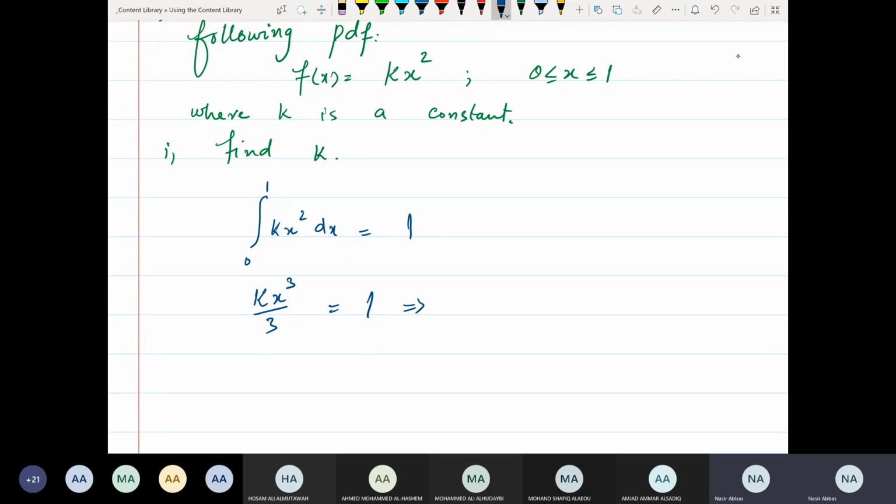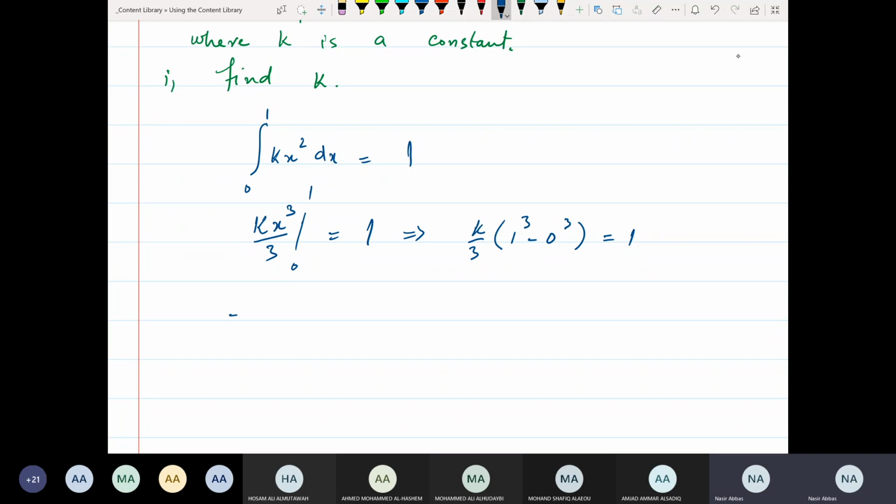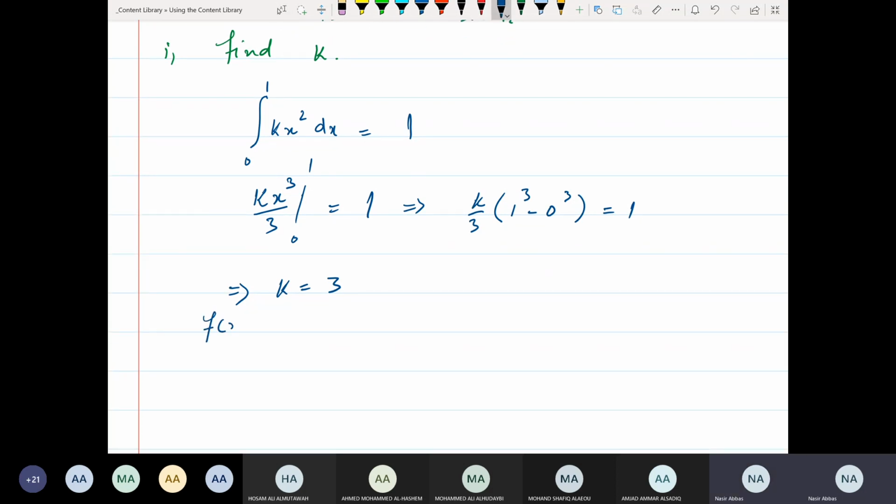From 0 to 1, which implies k over 3 into 1 cubed minus 0 cubed is equal to 1, which implies k is 3. That means your f of x is 3x squared.